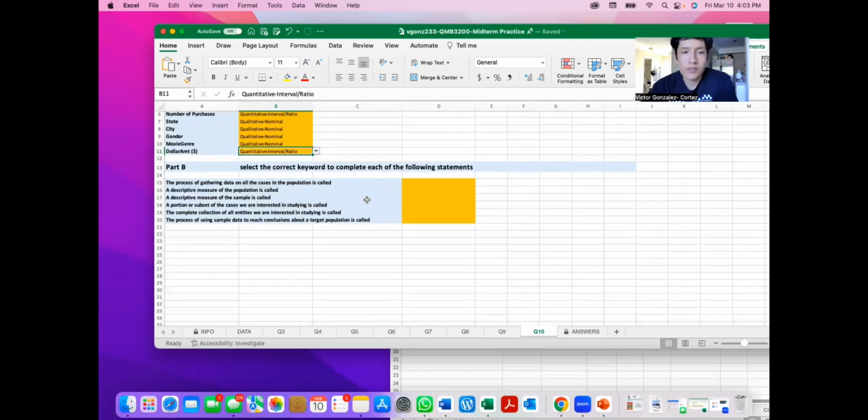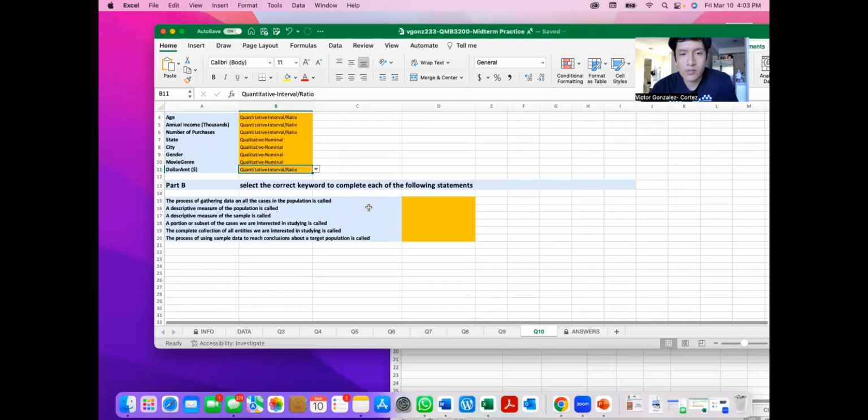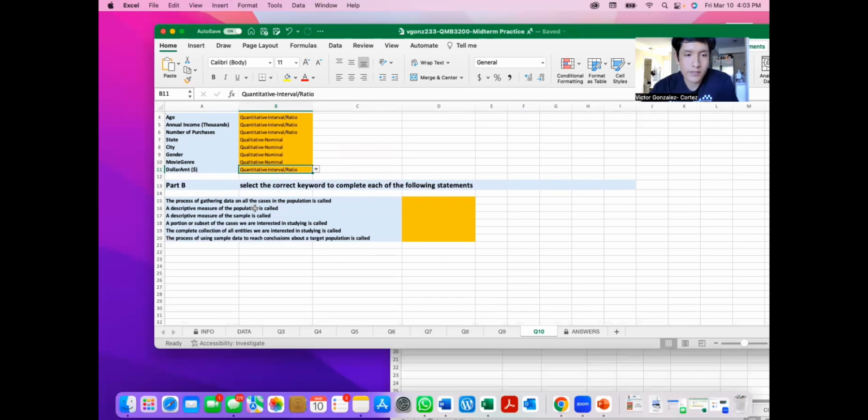So for part B, it says select the correct keyword to complete each of the following statements. The process of gathering data on all cases in the population is called, that would be a census. The descriptive measure of the population is called a parameter. A descriptive measure of a sample is called a statistic.